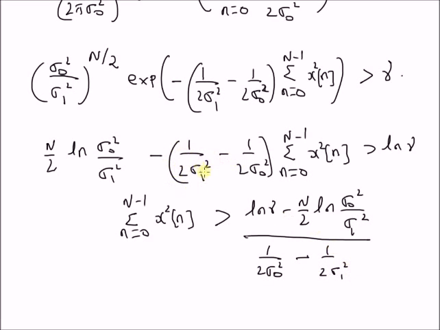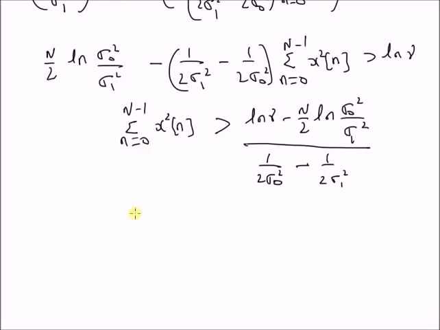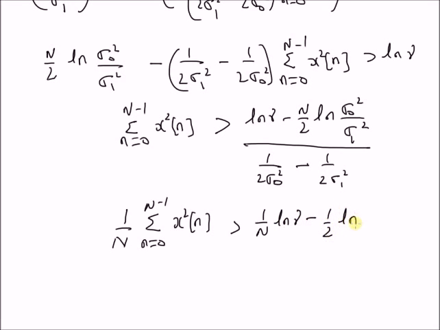We basically flip the sign, and then dividing with n on both sides, we have 1 by n multiplied by the summation n equal to 0 to n minus 1 of x square of n is greater than 1 by n logarithm of gamma minus 1 by 2 logarithm of, and by flipping the ratio, we can make it plus 1 by 2 logarithm of sigma 1 square over sigma naught square, and the denominator is 1 by sigma naught square minus 1 by sigma 1 square into 1 by 2.